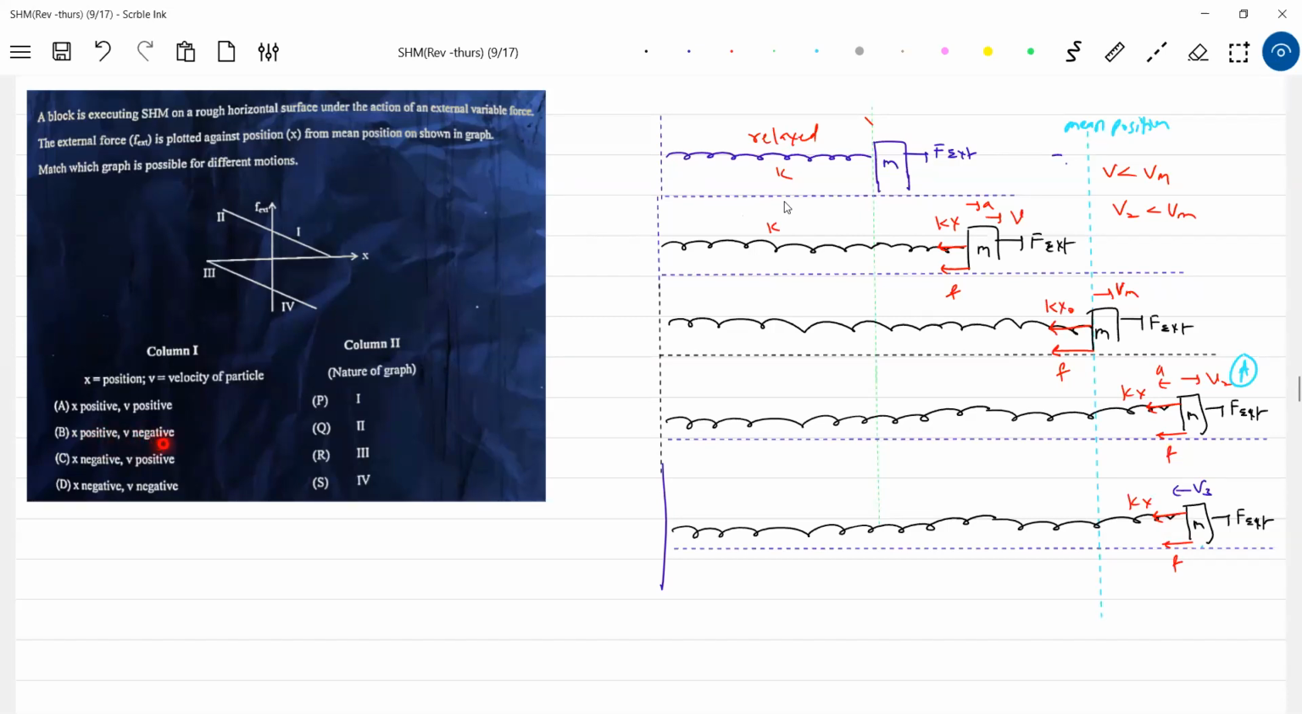Option B. Anybody? I think the diagram that I'm assuming may not be right, no? I think the mean position I took is here. Option A I'm able to. Diagram is wrong, sir. Diagram is wrong somewhere, I feel. X equal to 0, where is it taking?